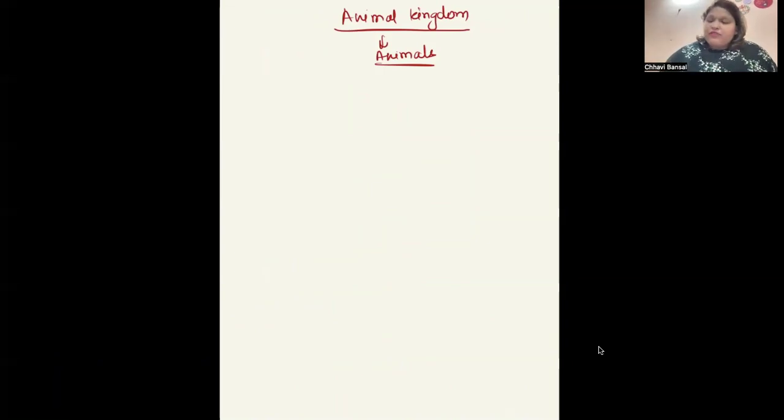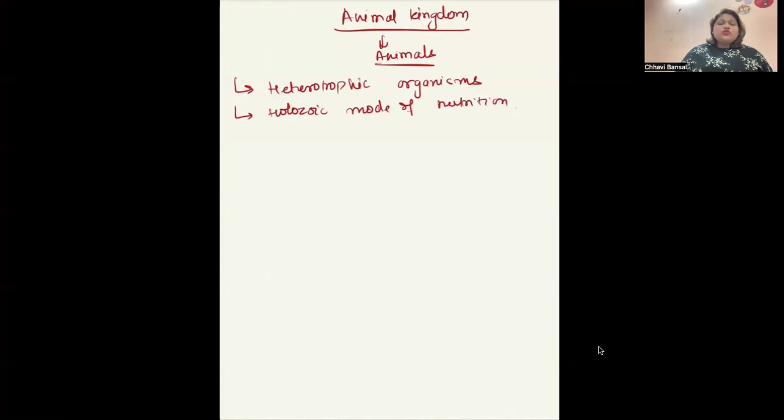So what is that? First, animals are heterotrophic organisms. What are heterotrophic organisms? Organisms that cannot prepare their own food; they are dependent on producers or plants or other organisms as their food source. Second, they have a holozoic mode of nutrition. What is holozoic mode of nutrition? Intake of food. They ingest food through the mouth. Okay, engulf food through the mouth.